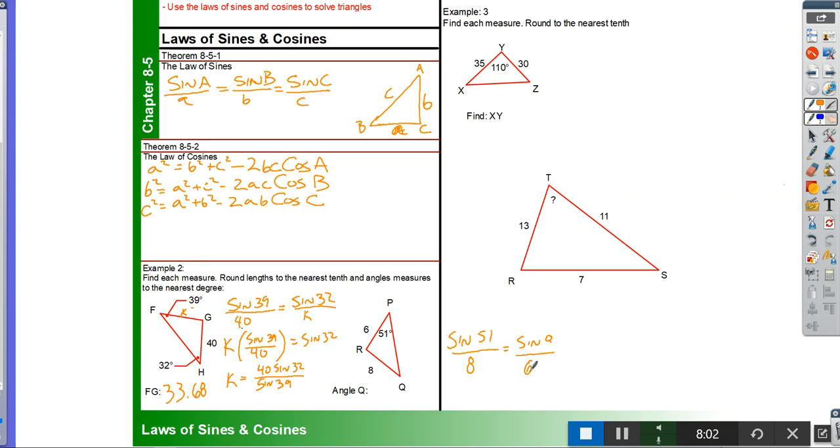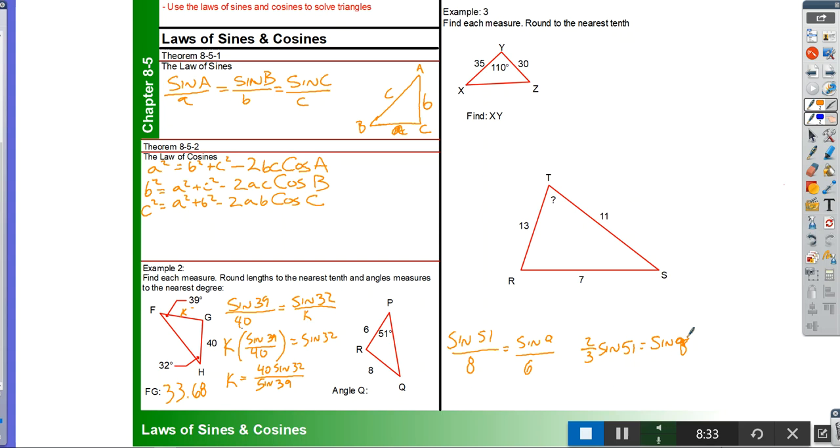Math magic, here we go. So I multiply both sides by 6. 6 divided by 6 and 8 share a factor of 2, so I will get 2/3 the sine of 51. And that's equal to the sine of Q. It's an ugly Q there. That's much better.